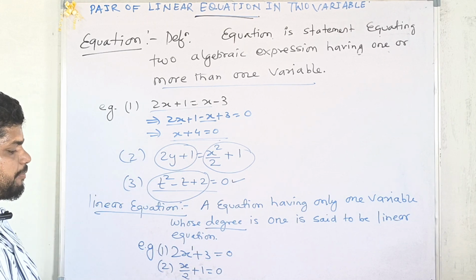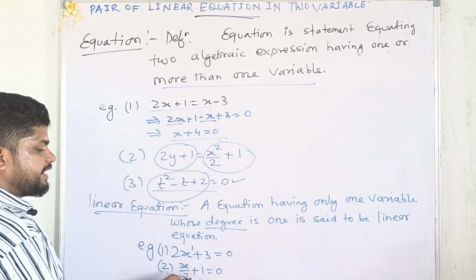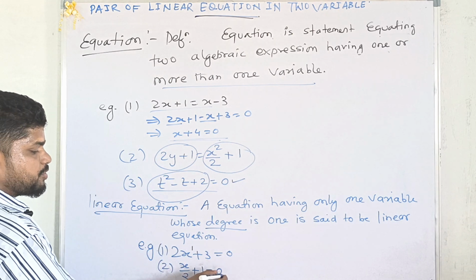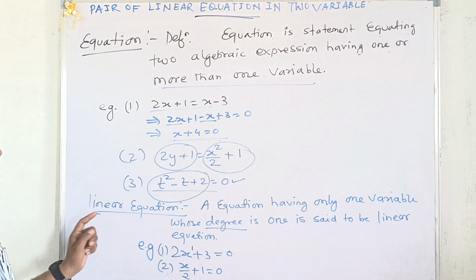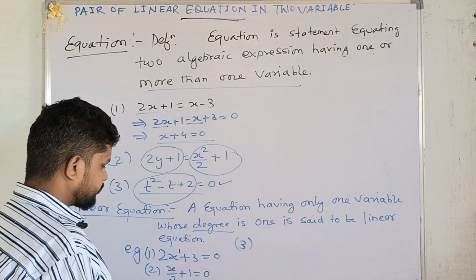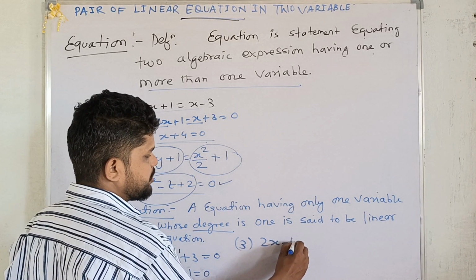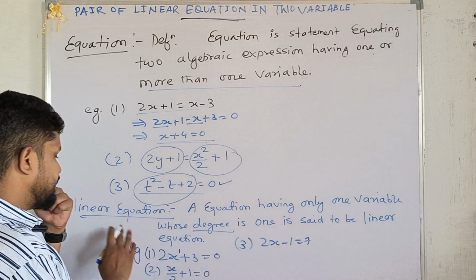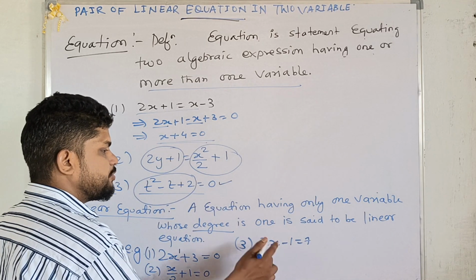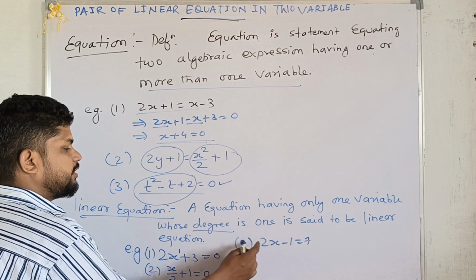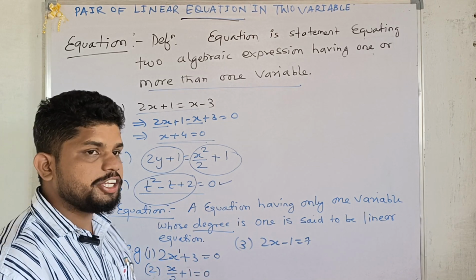Here also the variable is x, which is 1 only, and the degree is 1, so x divided by 2 plus 1 is equal to 0 is an example of linear equation. Now when we take the third example, that is 2x minus 1 is equal to 7. Here also this is an example of linear equation because the variable is x, which is 1, and the power raised to the variable x is 1, so it is the condition of linear equation.